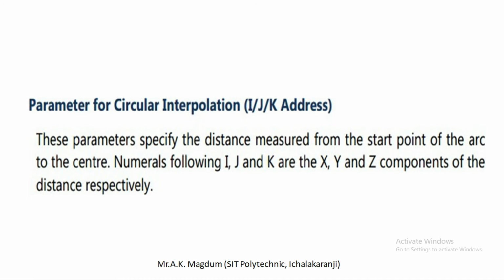The numerals following I, J, K are with respect to the X, Y and Z components of the distance respectively. In circular interpolation, various codes are used, meaning the arc of the distance, how much radius there is, all dimensions with respect to the X, Y and Z axes. These are the I, J and K addresses which are used for circular interpolation.